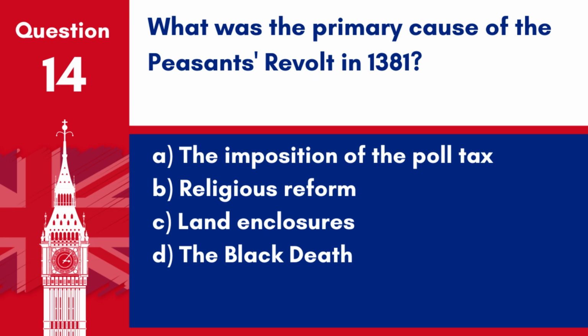Question 14. What was the primary cause of the peasants' revolt in 1381? A. The imposition of the poll tax. B. Religious reform. C. Land enclosures. D. The Black Death.